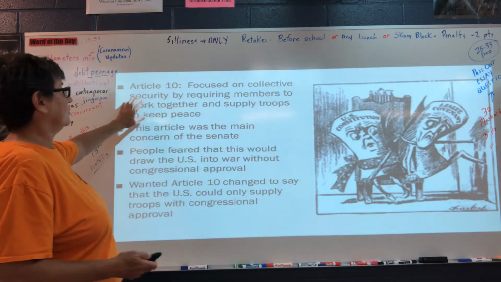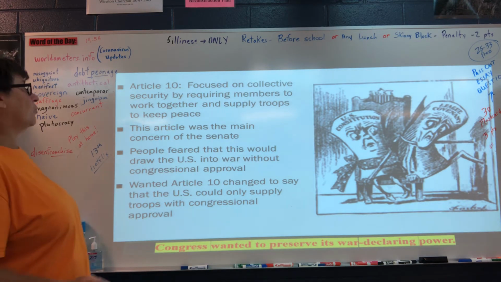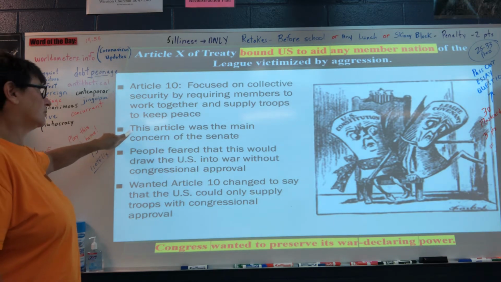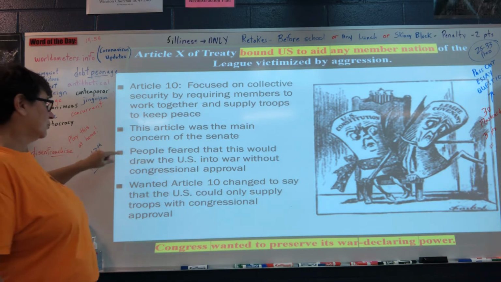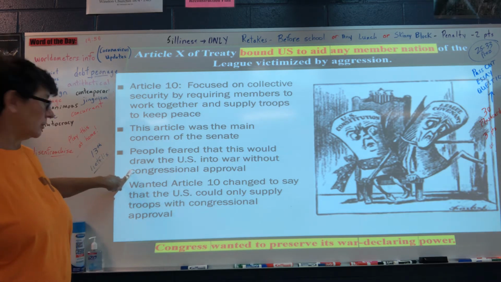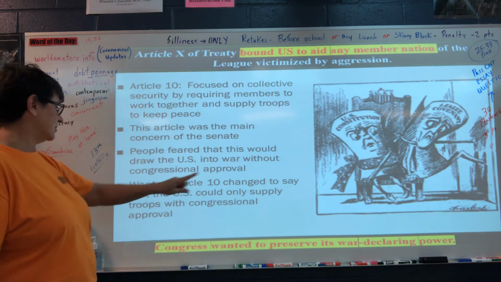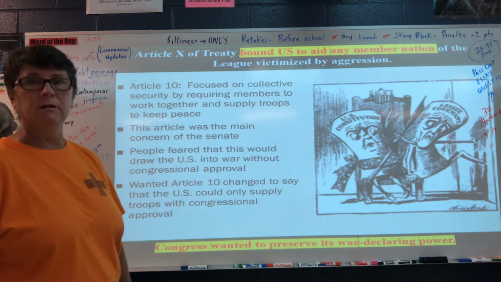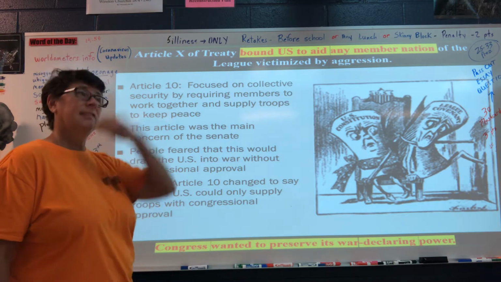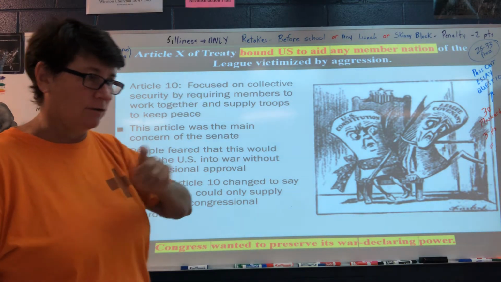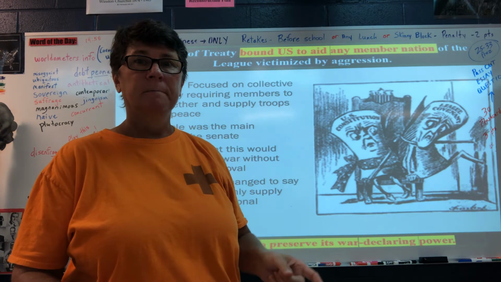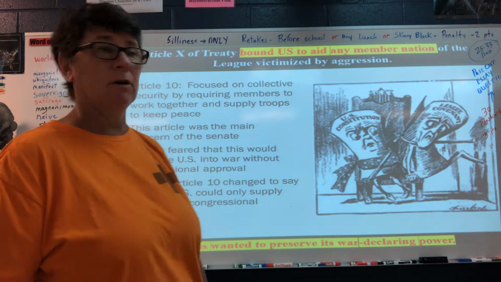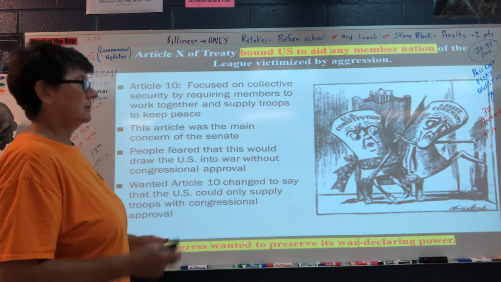Okay, so the Covenant focused on collective security by requiring members to work together and supply troops to keep peace. This article was the main concern of the Senate. People feared that this would draw the U.S. into war without congressional approval. They wanted Article 10 changed to say that the U.S. could only supply troops with congressional approval, that we have to say yes. They can't say yes for us. They tried to get Wilson to compromise, and he refused. Because he was stubborn and refused, it doesn't get passed. They reject it. They vote it down. He should have compromised.